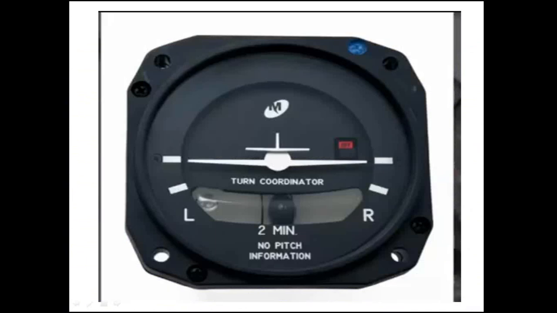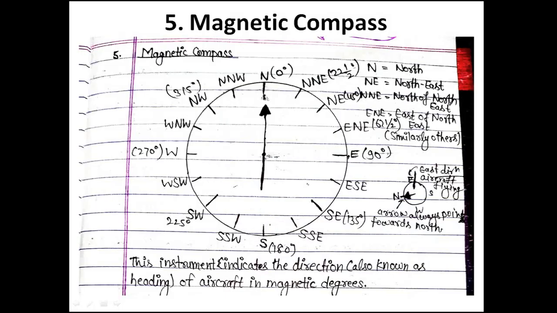Though this is very important, for your CPSS it is not so important as the upcoming two instruments, which are the most important instruments. Magnetic compass. This instrument indicates the direction, also known as heading in terms of aircraft, in magnetic degrees. What does this instrument indicate? The direction of your aircraft.